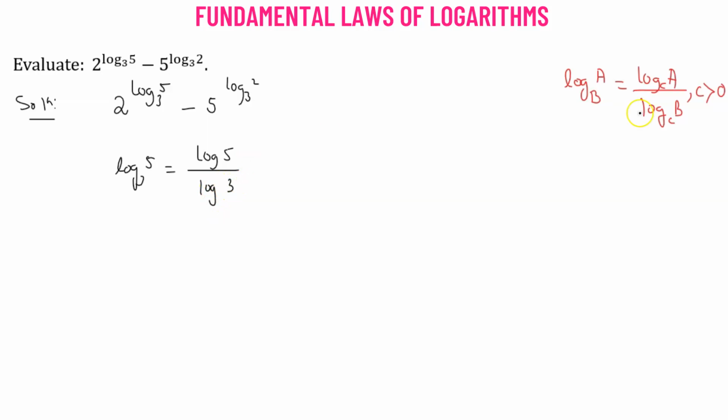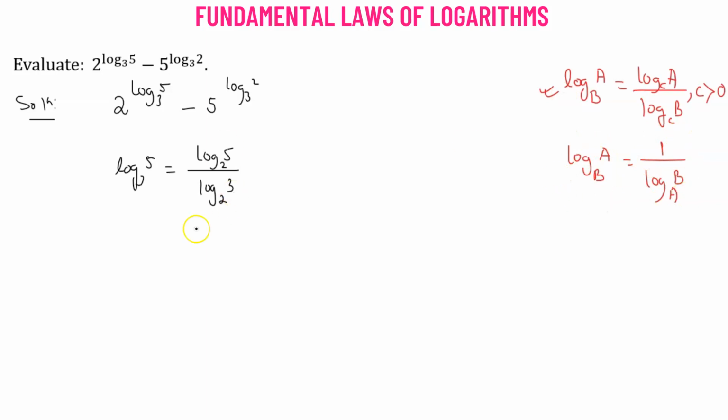This time we'll consider c to be equal to 2. That means we have log of 5 with the base of 2 divided by log of 3 with the base of 2. Now we'll take the denominator to the numerator. Here we will be using the fact that log of a with base b is the same as the reciprocal of log of b with the base of a. So we can use the definition to find this particular expression.